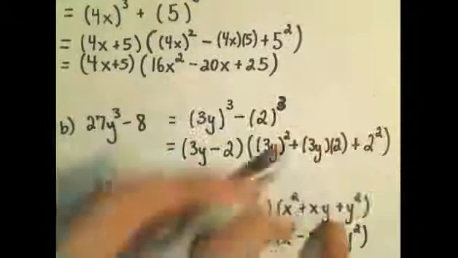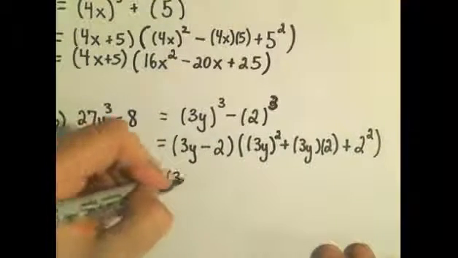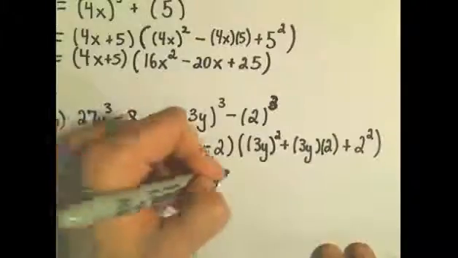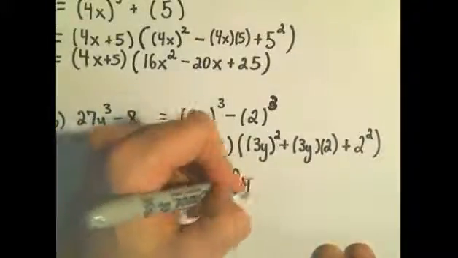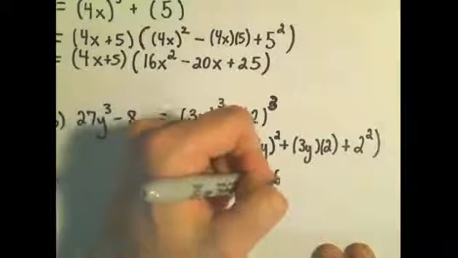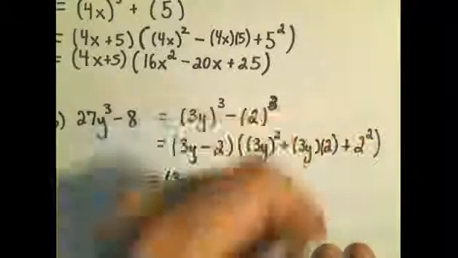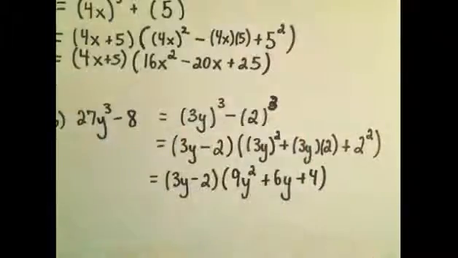Okay, so if we simplify this, we'll get 3y minus 2. 3y times 3y will give us 9y squared. 3y times 2 will give us positive 6y. And then 2 squared will give us a positive 4. And again, we have now factored 27y cubed minus 8.